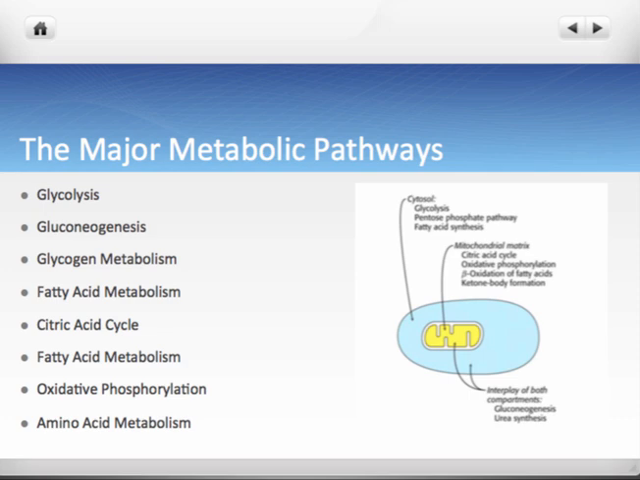The major metabolic pathways, hopefully you guys are familiar with these: glycolysis, gluconeogenesis, glycogen metabolism, fatty acid metabolism, citric acid cycle, fatty acid metabolism again, oxidative phosphorylation, amino acid metabolism. Just so you guys remember, glycolysis, the pentose phosphate pathway, and the fatty acid synthesis occur in the cytosol, while the citric acid cycle, oxidative phosphorylation, beta oxidation of fatty acids, and ketone body formation occur in the mitochondrial matrix. And then what occurs between the two are gluconeogenesis and the urea synthesis.